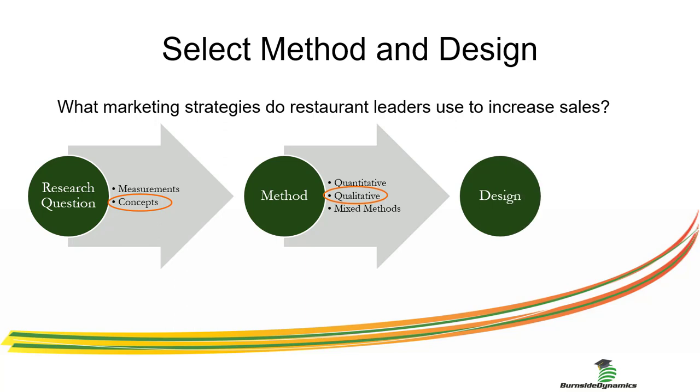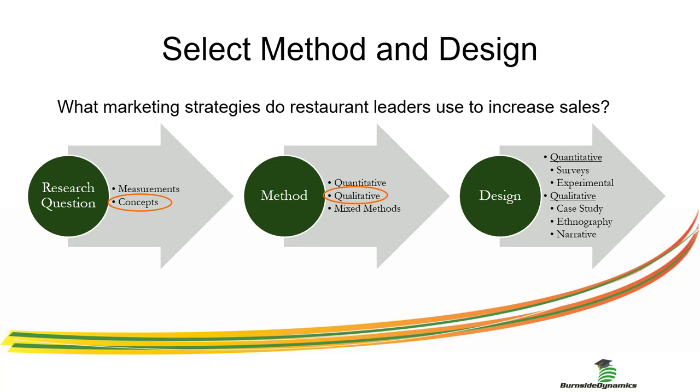Within both quantitative and qualitative, they each have a list of different types of designs of research. Now, here are just a few examples. These are not exhaustive lists. On the quantitative side, if I was doing that, I might conduct a survey with a Likert scale, 1 through 5, and have people answer that way. Or I might conduct an experiment. On the qualitative side, I can choose a case study or an ethnography or a narrative.